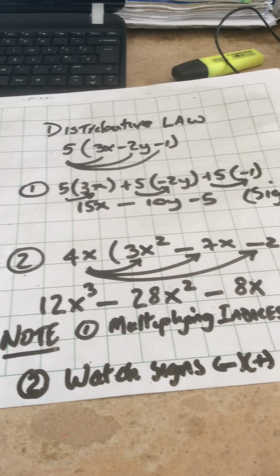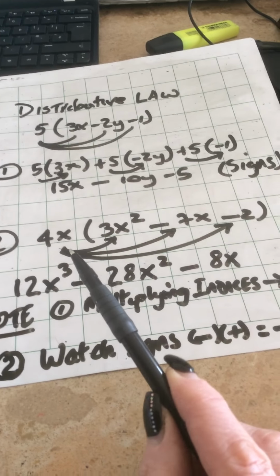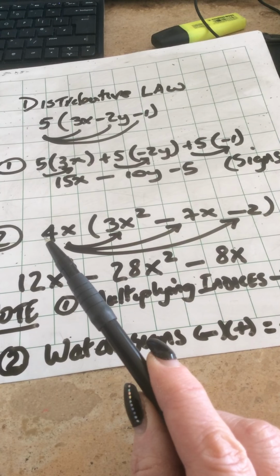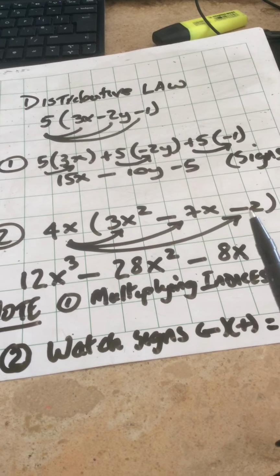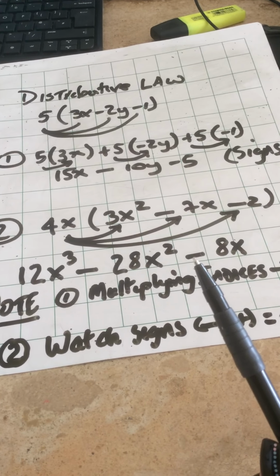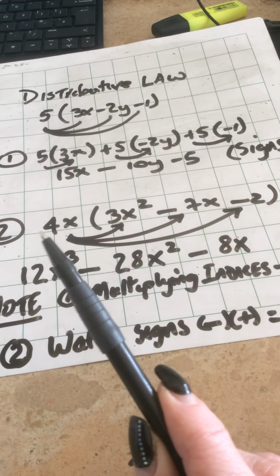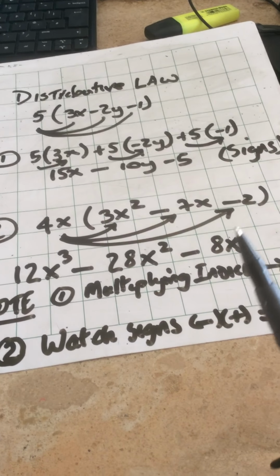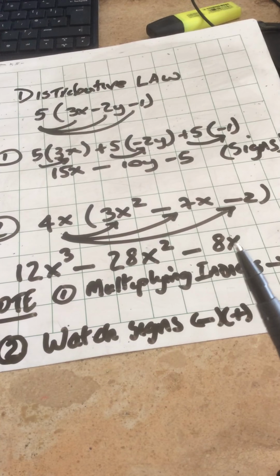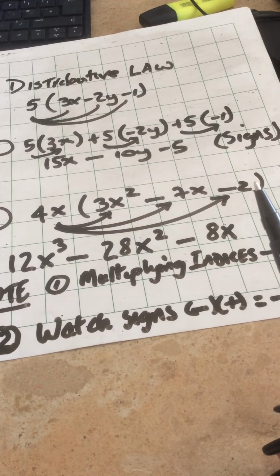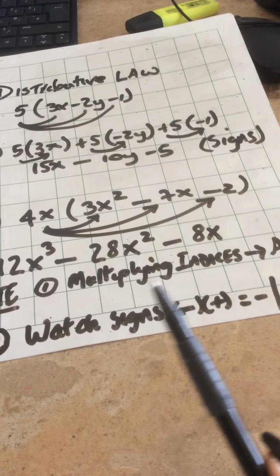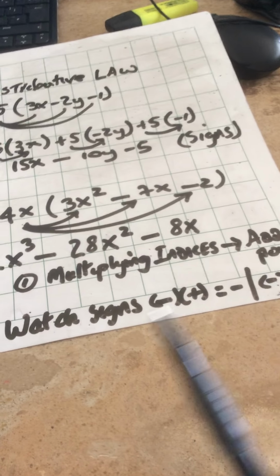I add my powers. Okay, and lastly then again, I'm multiplying a plus by a minus, so I get a minus. Okay, I multiply my numbers. 4 by 2 is 8, and I just put the x down beside it because I have no x over here. So that's it. So you're multiplying your indices, you add your powers, right?